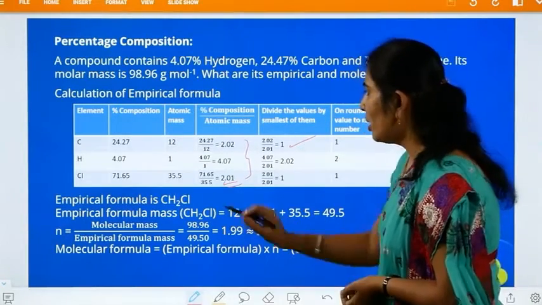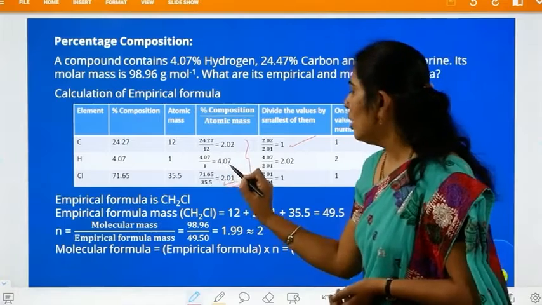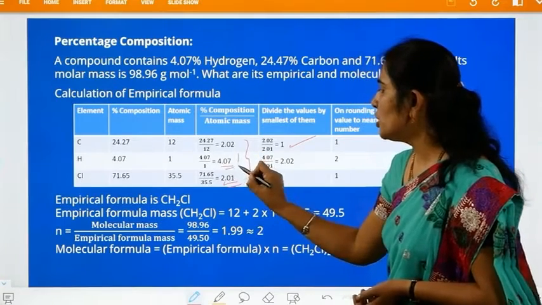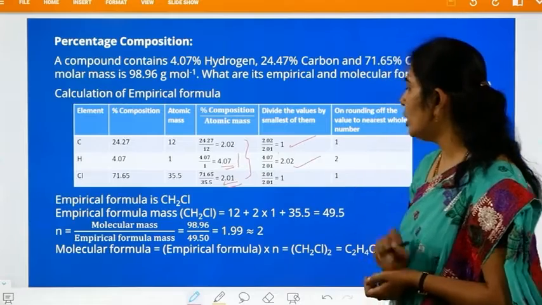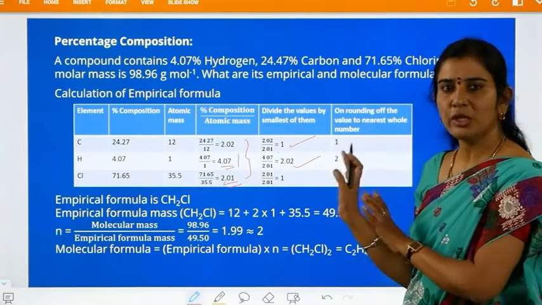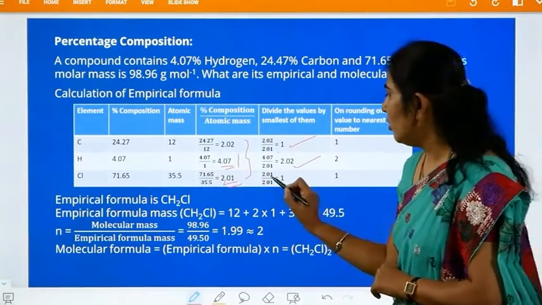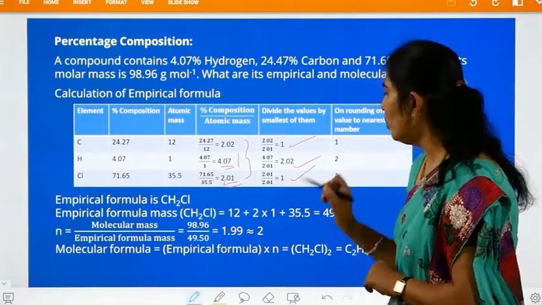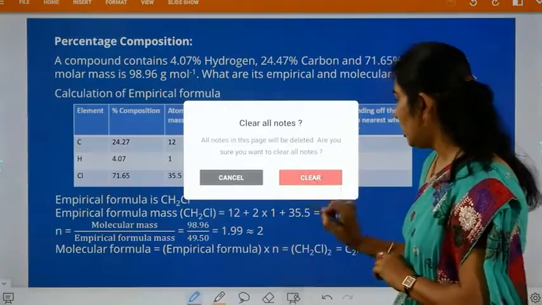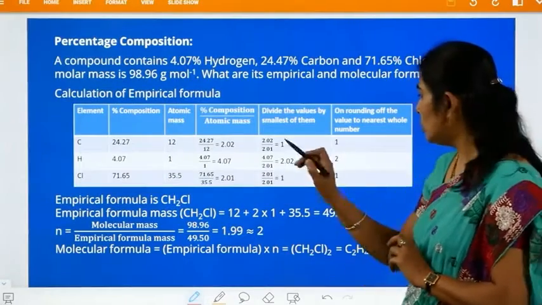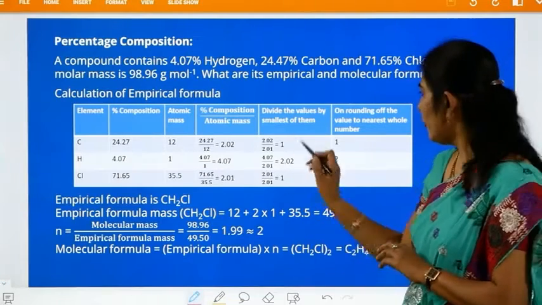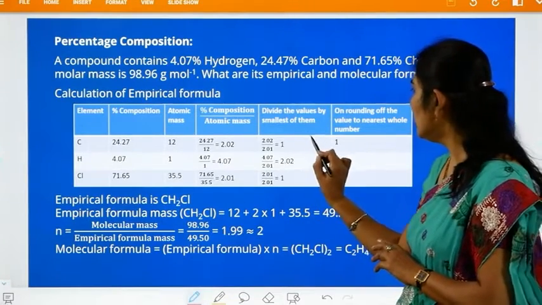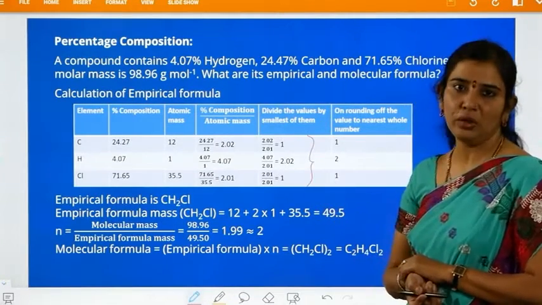Now, for hydrogen, see here, the ratio is 4.07. So if you divide by 2.01, you will get 2.02. Some fraction is there. Then for chlorine, you will get 1, of course. Next, what you have to do? You have to convert this into a whole number. This is in fraction. Now you have to round up these values.